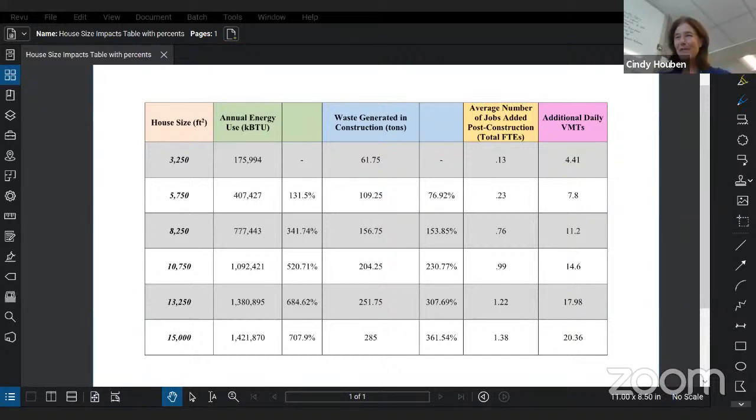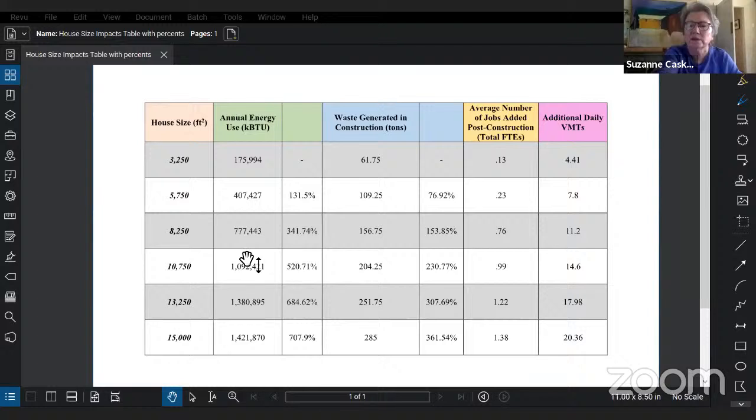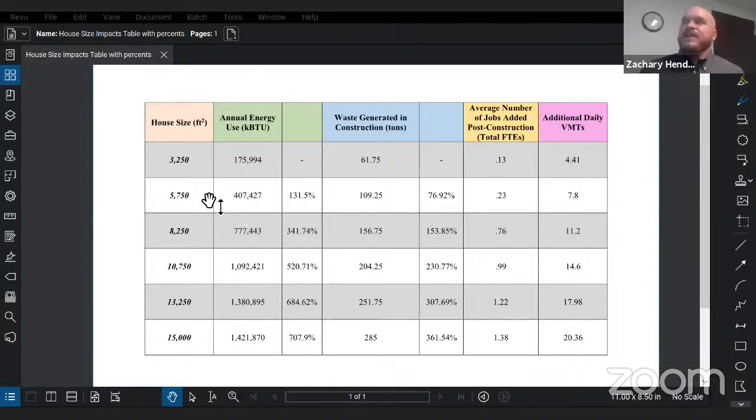Okay, repeat that once more. How much is the percentage in terms of square feet between 3250 and 5750? So from 3250 to 5750, you're correct, that's 77%. The jump from 5750 to 8250 is 43%. And I have to do the other ones real quick, but if you give me a second, I can get that up for you. Okay, thank you. I think that's another good comparison to have on hand.